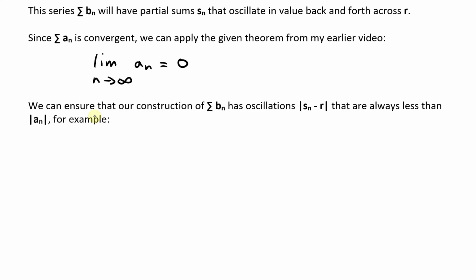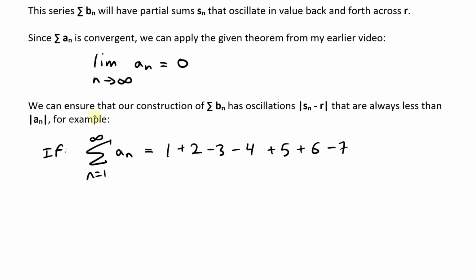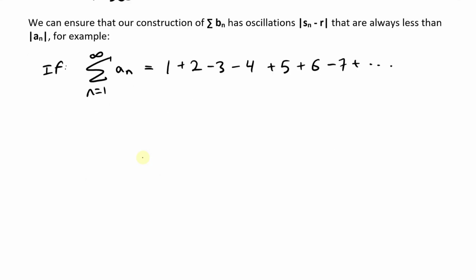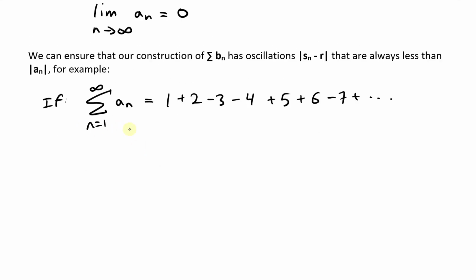For example, let's say we had the conditionally convergent series an from n equals 1 to infinity, and let's just say it had terms such as 1 plus 2 minus 3 minus 4 plus 5, plus 6, and then minus 7 plus, and it just keeps going on and on. But again, we're dealing with infinity, and this is eventually going to approach 0, so it's going to get smaller and smaller. But in any case, we could always choose it such that it gets smaller.